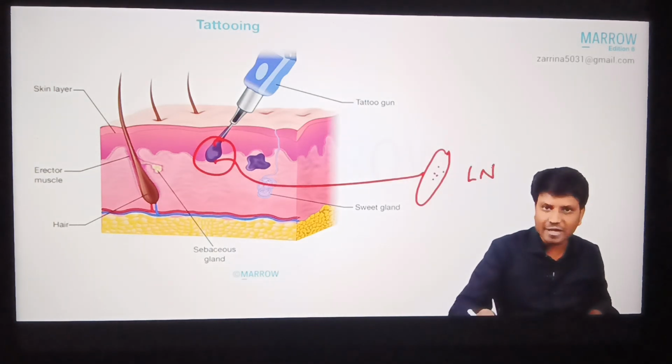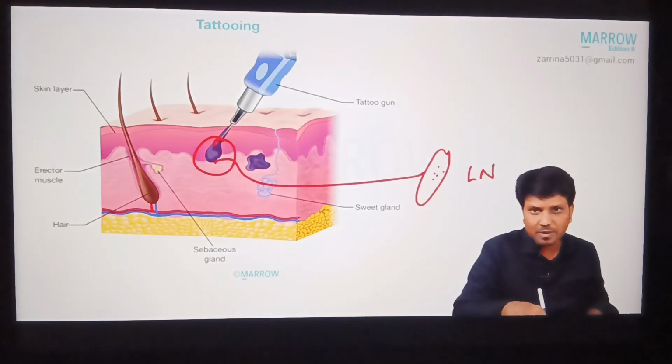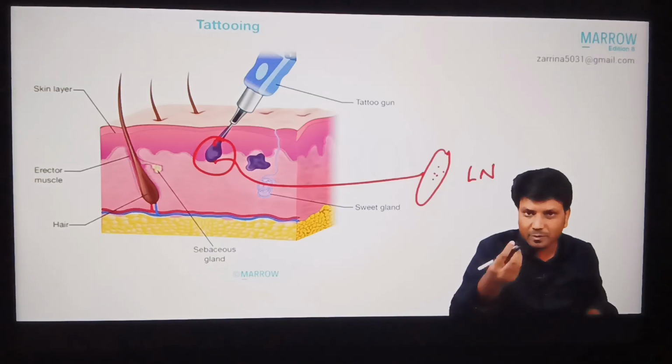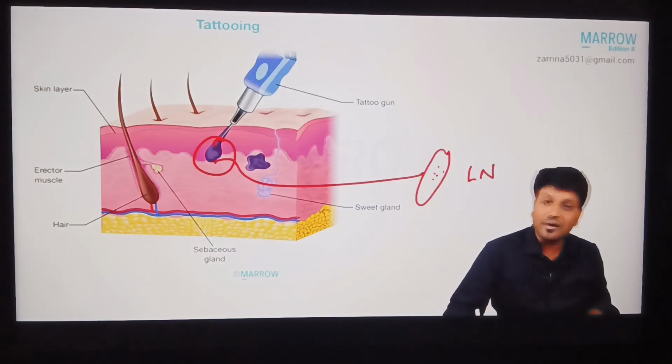This is a regional lymph node where the dye is getting deposited. If the tattoo mark is not visible in that area, you look at the regional lymph node, and you'll be able to find the tattoo mark. Right? The tattoo pigment will be there in the regional lymph node also. You can confirm the presence.